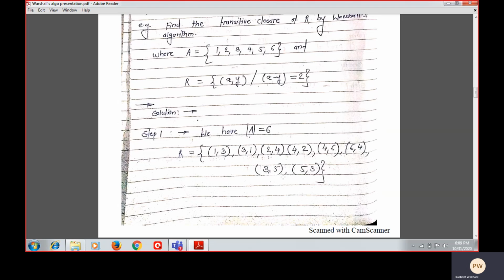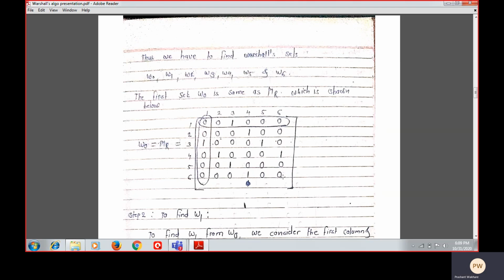Then the second step, we have to find out the Warshall sets. There are a total of 6 elements in the set, 1, 2, 3, 4, 5, 6. So you have to find all of W0, W1, W2, W3, W4, W5 and W6. W0 will be the relation matrix of R. We have just found it out. So this first set W0 is the same as MR, which is shown below. So this is the matrix.